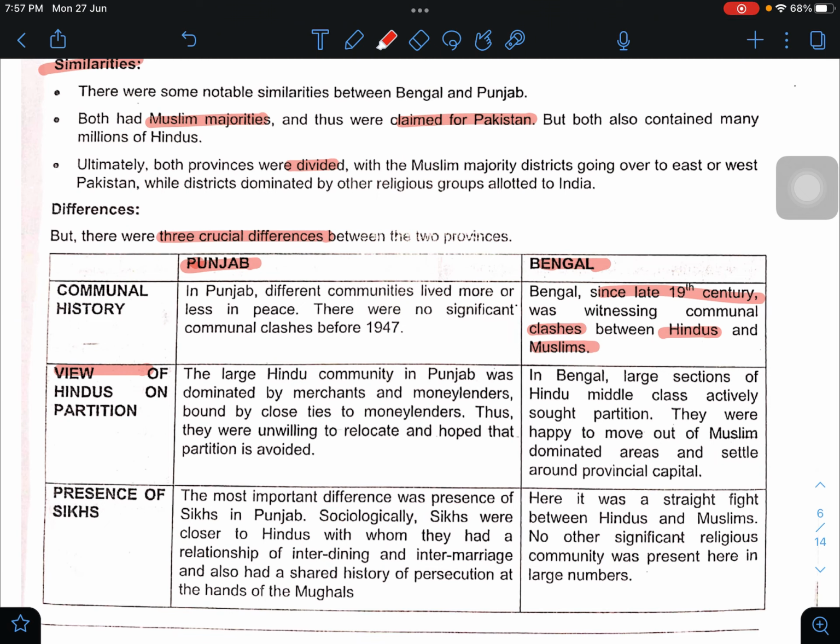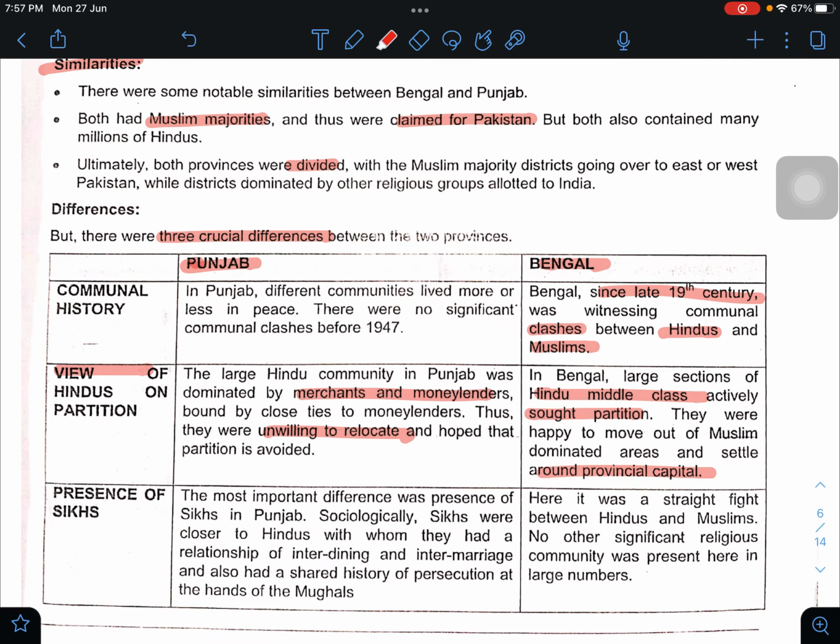The large Hindu community in Punjab was dominated by merchants and moneylenders, bound by close ties to the moneylenders. Thus, they were unwilling to relocate and hoped that partition would be avoided. In Bengal, a large section of the Hindu middle class actively sought partition. They were happy to move out of Muslim dominated areas and settle around the provincial capital.